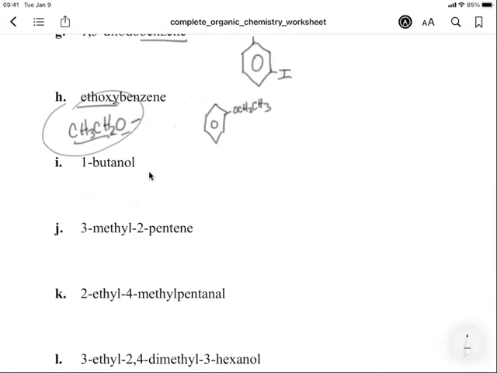All right, letter I, 1-butanol. It's another alcohol. Single bonds, 1, 2, 3, 4, OH. 3-methyl-2-pentene, double bond on the 2. 1, 2, 3, 4, 5. Double bond on 2 and 3-methyl.